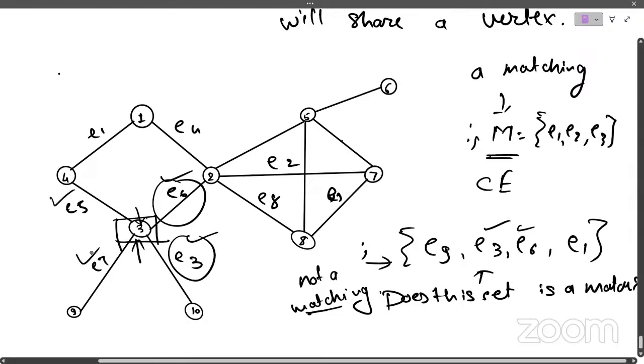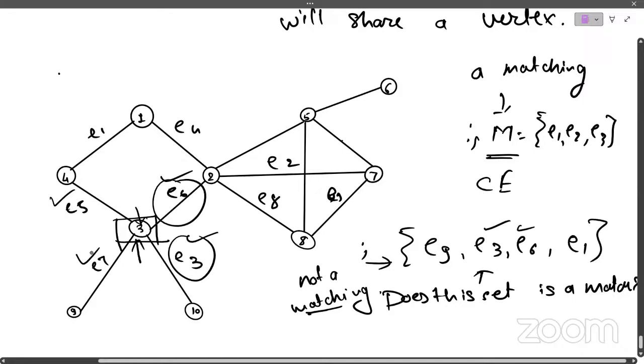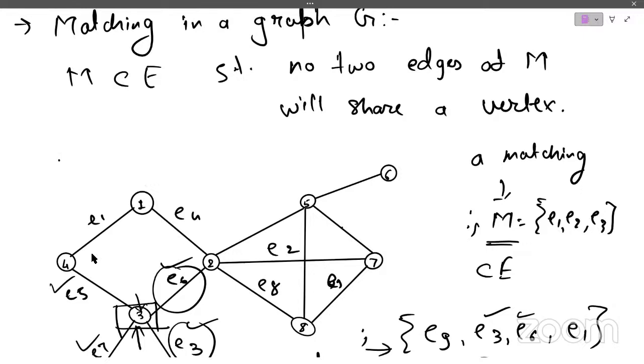So if I take E5 and want to construct a matching, then I should ignore E7. Also E7, E6 and E3, all three I should ignore if I want to construct a matching which has E5, right? So that's the meaning of matching. Okay, fine. Now, after matching, there is something called a perfect matching.